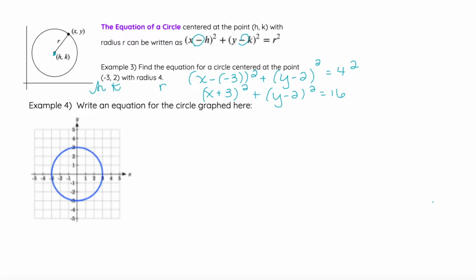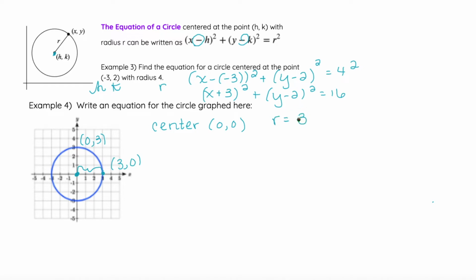Our next example: write an equation for the circle which is graphed. I've got the little picture here. We are centered at (0, 0). That's awesome. That's nice for us. And I do see that my endpoints here, I've got (3, 0), (0, 3), etc. So I know the distance from the center to one of my vertices is in fact 3 units. So my radius is 3.